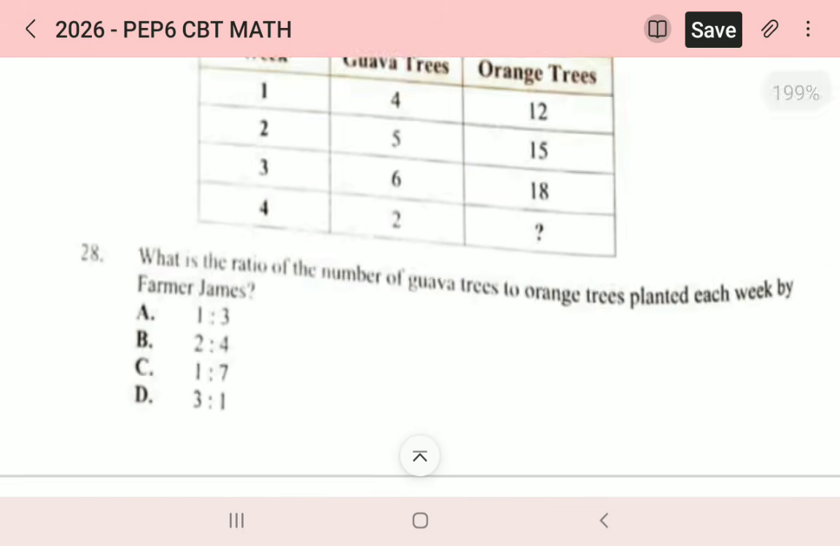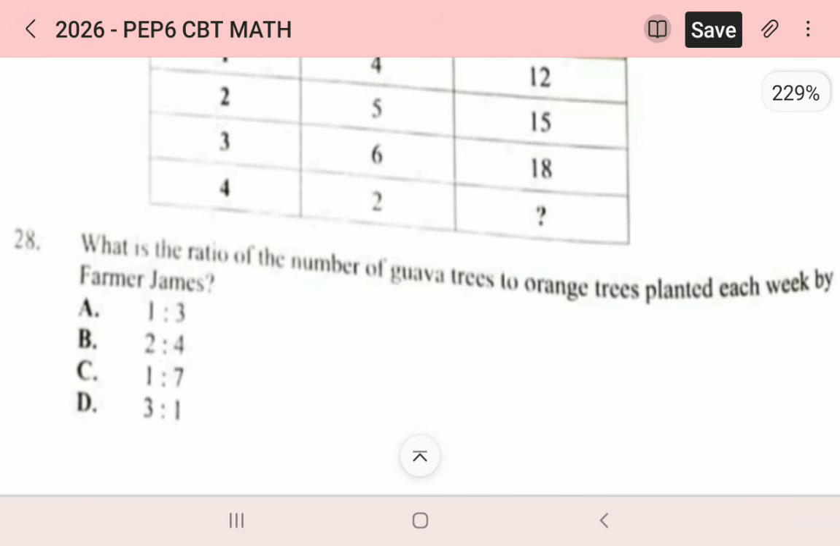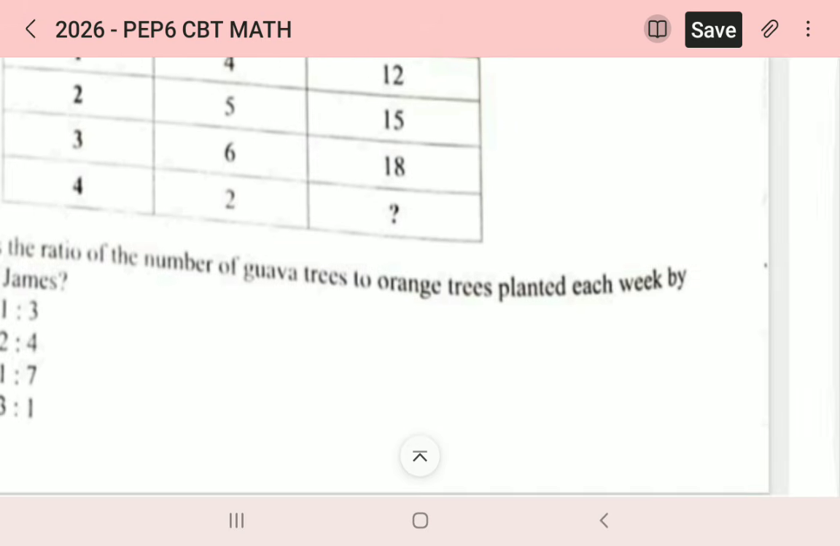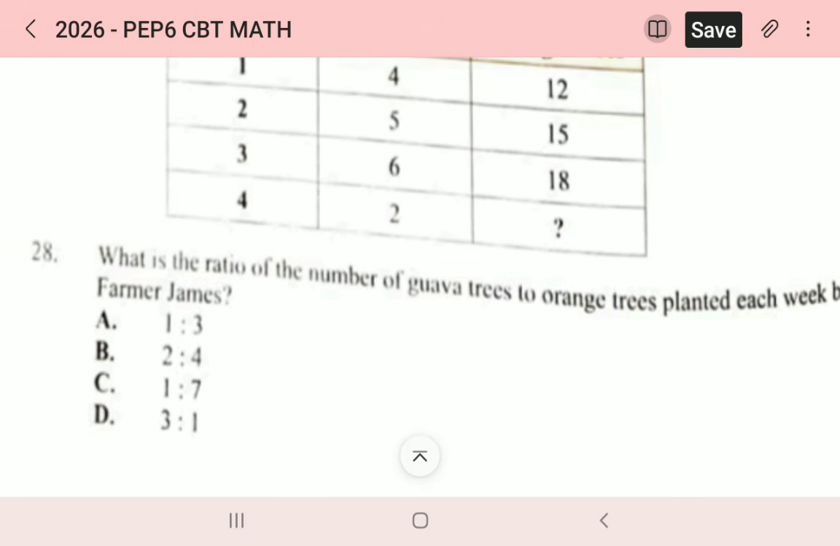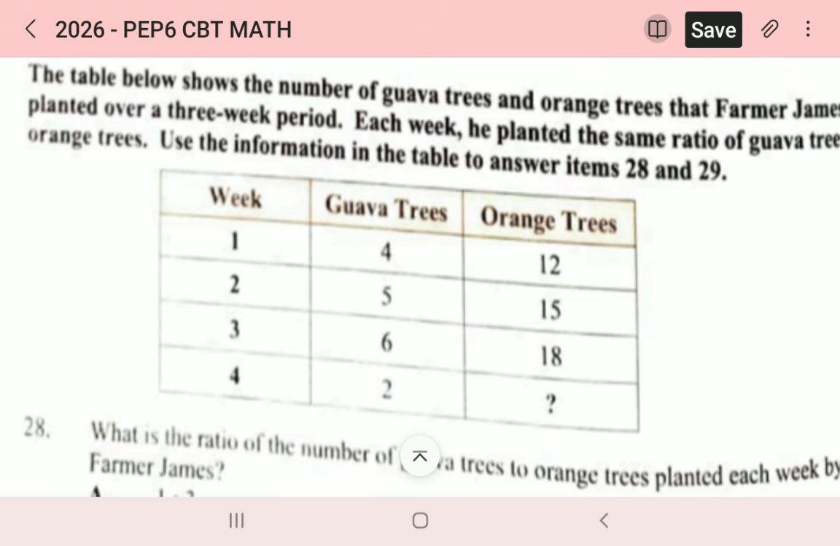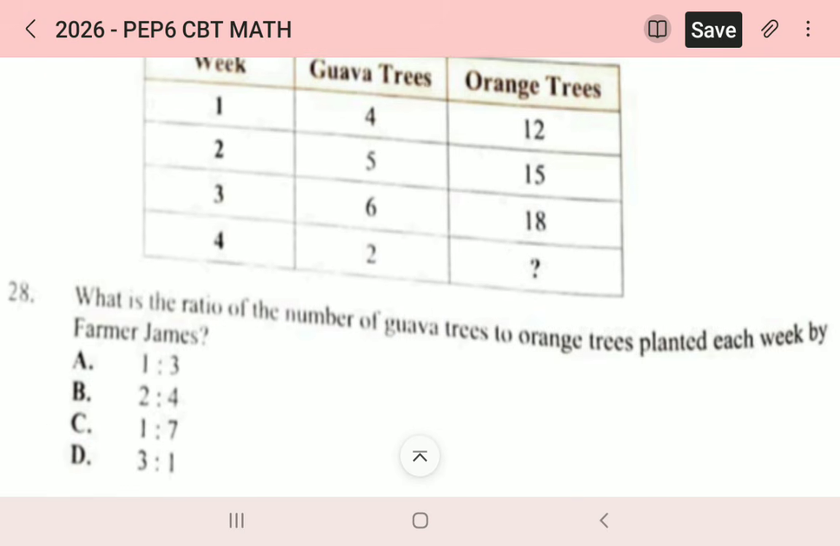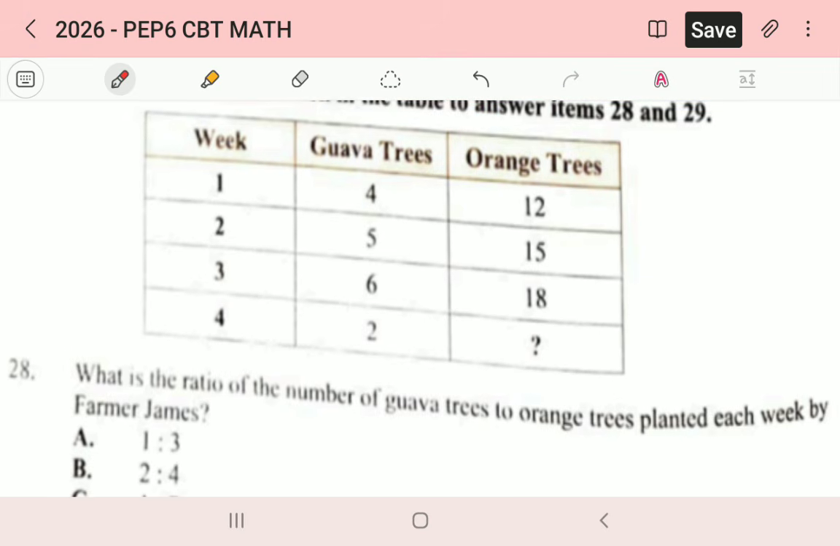What is the ratio of the number of guava trees to orange trees planted each week by Farmer James? Guava to orange each week. So let's look. 4 to 12. 4 into itself is 1. Let's divide to get the ratio. 4 into 12 is 3.